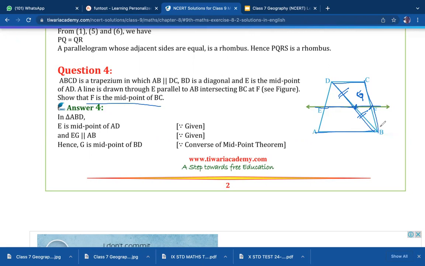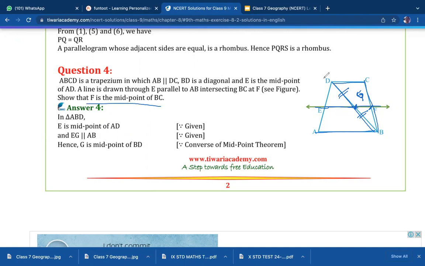So in a trapezium, what do you understand? That AB is parallel to DC. One set of sides are parallel. So therefore, EF, which is parallel to AB, will also be parallel to DC because AB is parallel to DC. So, what does this mean?